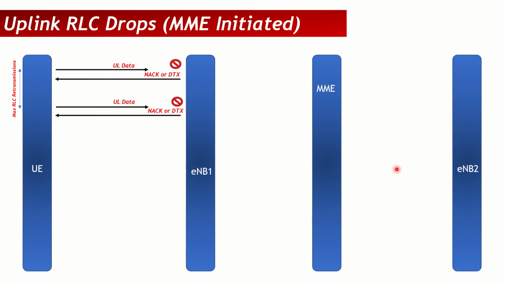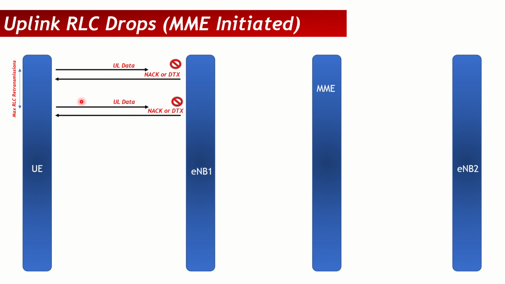But as we will find out, most of the MME drops are not actually initiated by MME. They're actually radio drops, but because the eNode B does not know about it, it thinks that it's an MME drop. So let's understand the scenario.